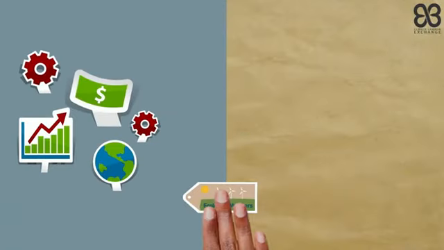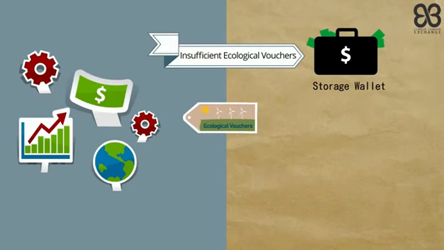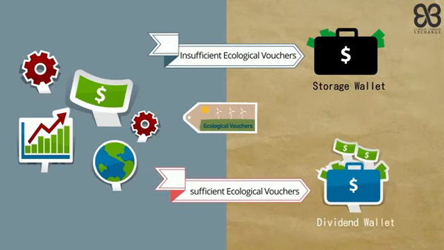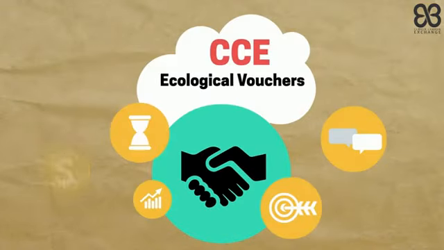The unredeemed rewards will not disappear. They will be transferred to your storage wallet first. Once you have sufficient ecological vouchers for redemption, they will be transferred to the dividend wallet and become withdrawable USDT. Did you understand the above operation mode of CCE ecological vouchers?